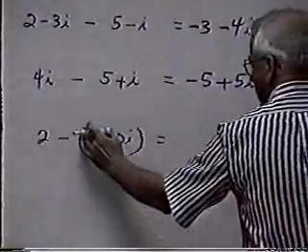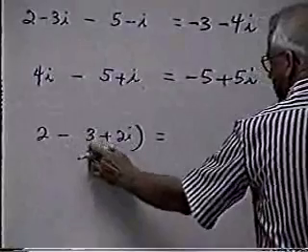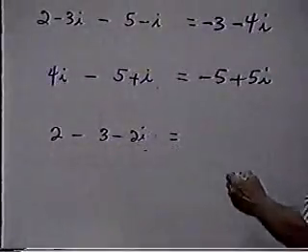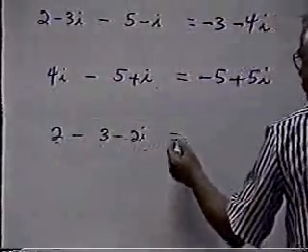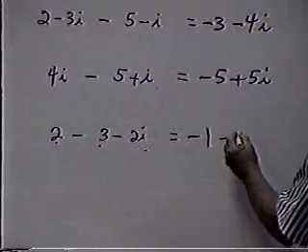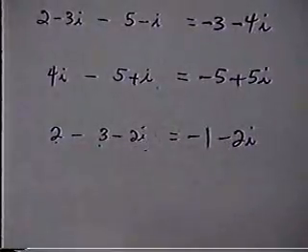Okay, same thing here. Let's remove the parentheses. Change that to a minus, and add the real parts, 2 minus 3 is a minus 1, and a minus 2i. All right, let's look at 2 other ones.